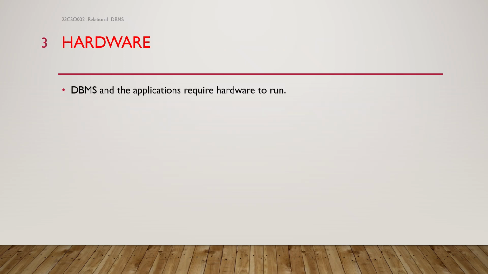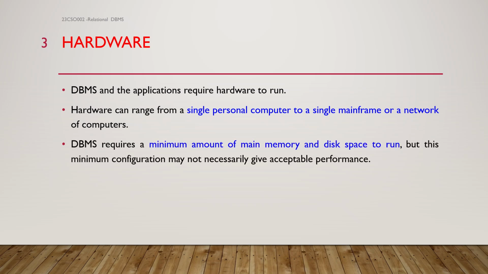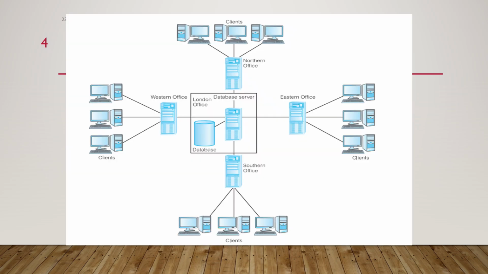First one, hardware. The DBMS and the applications always require some hardware to run. Hardware can range from a single personal computer to a single mainframe computer, or a network of computers, and it requires a minimum amount of memory and some disk space to run. But this minimum configuration may not be enough to give acceptable performance. So this is the example for the hardware.